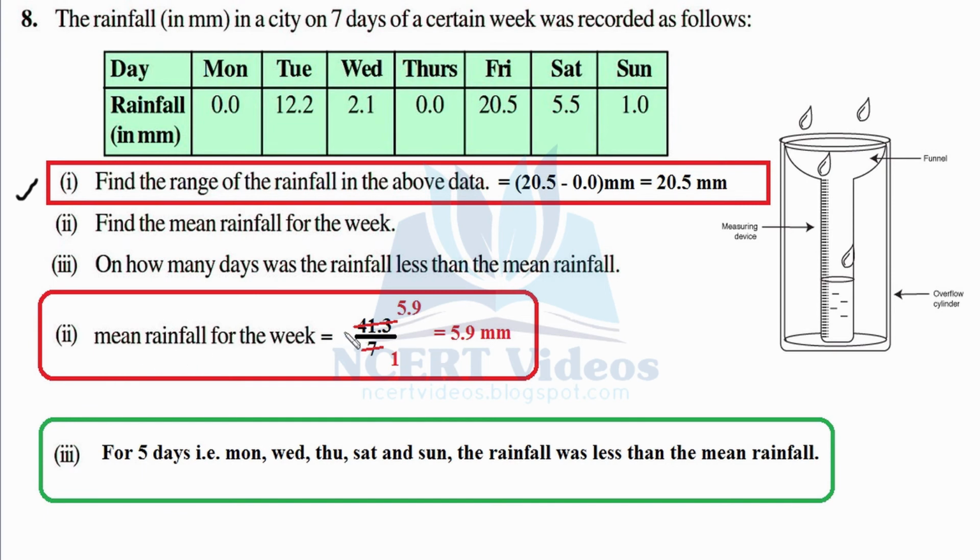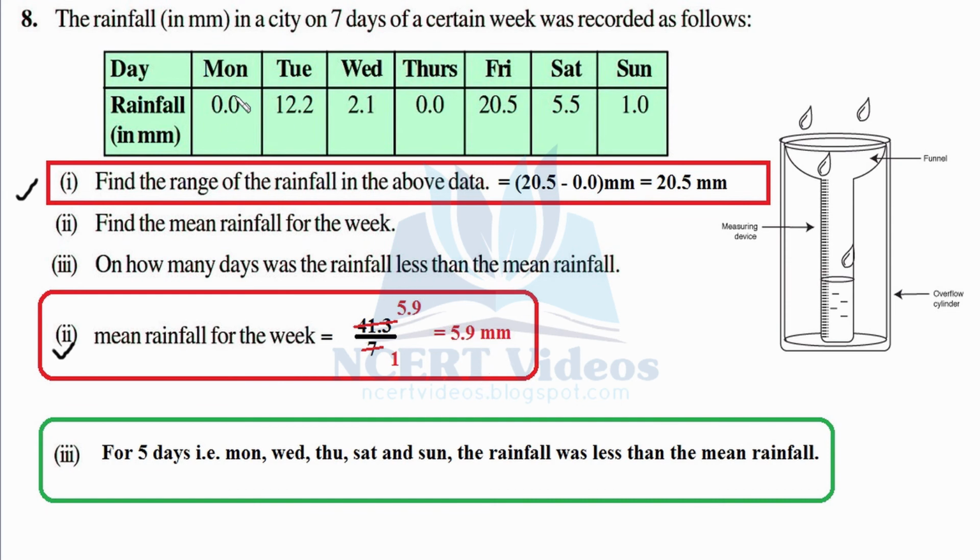It means that on an everyday basis, if you take the mean, then we had 5.9 mm of rain. mm is millimeter, a measure of distance. So here it is 5.9 mm. Now, on how many days was the rainfall less than the mean rainfall? Well, this is easy. You have to compare 5.9 mm with each value, and then see how many days there are when rainfall was less than this value.